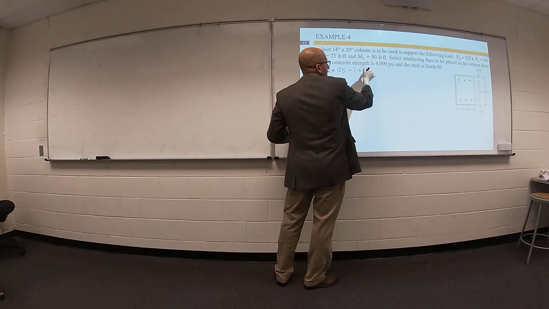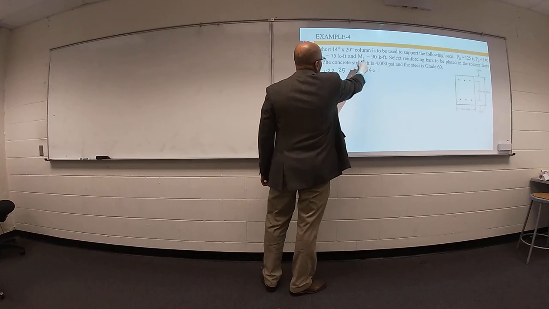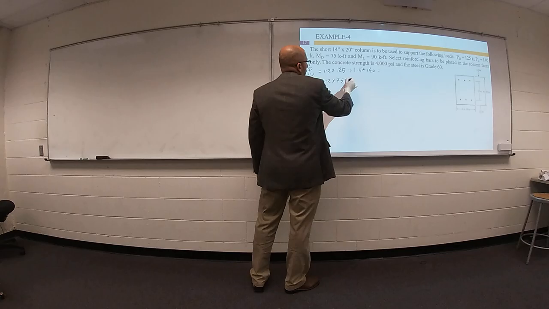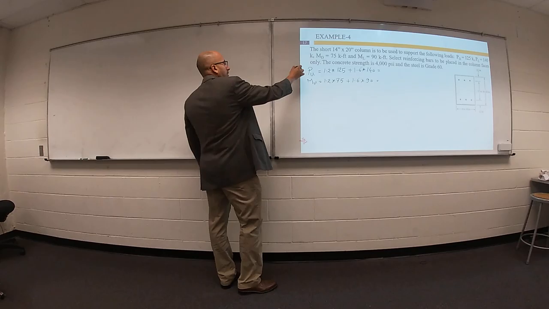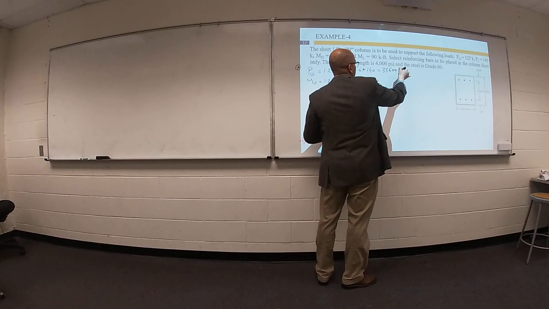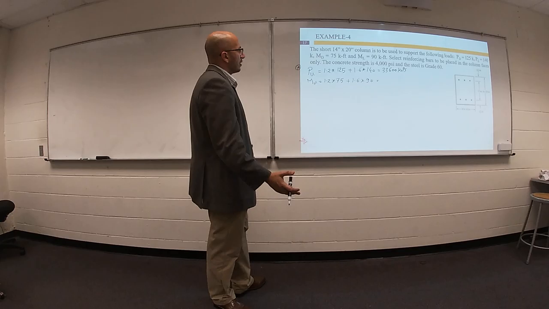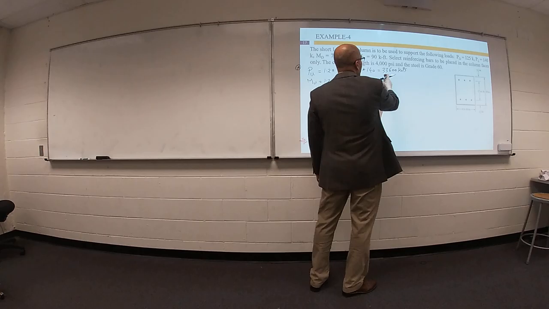Also, we need this column at the same time to support moment due to the dead load and the moment due to live load. So your M ultimate will be 1.2 times your dead load plus 1.6 times your live load. So what's the first value? 374. Are you sure about it? 374, yeah.